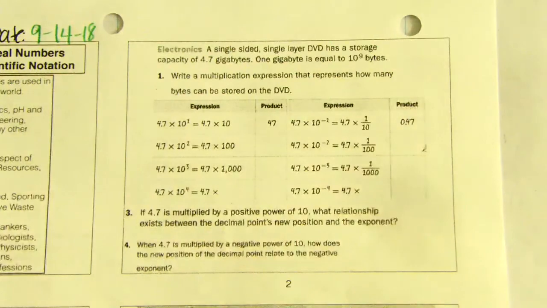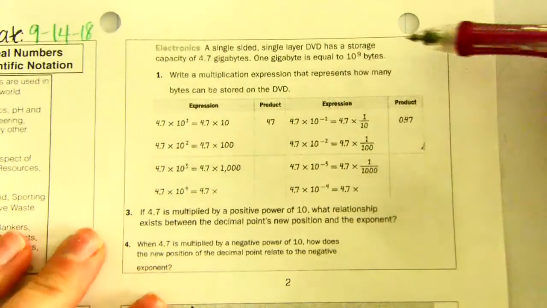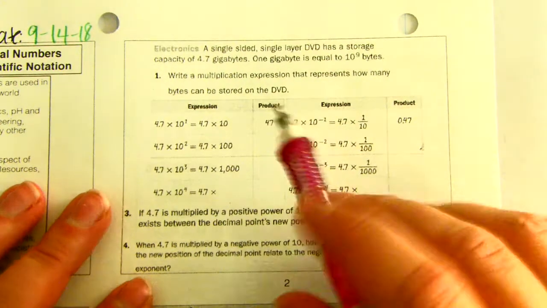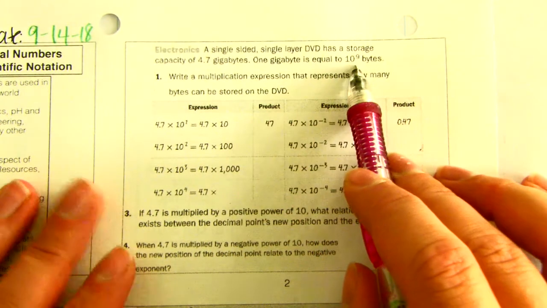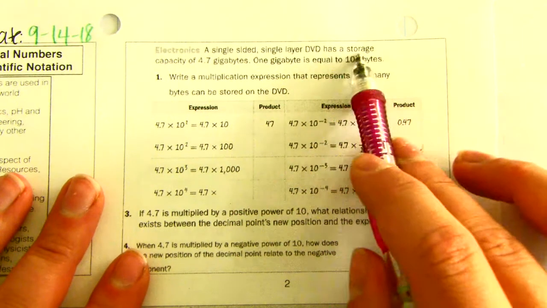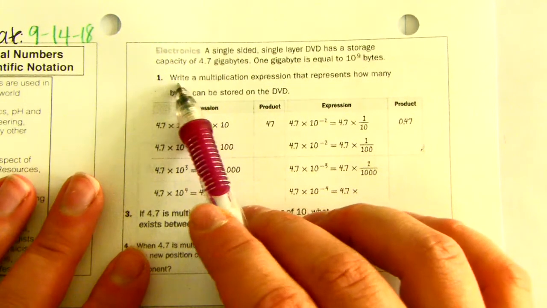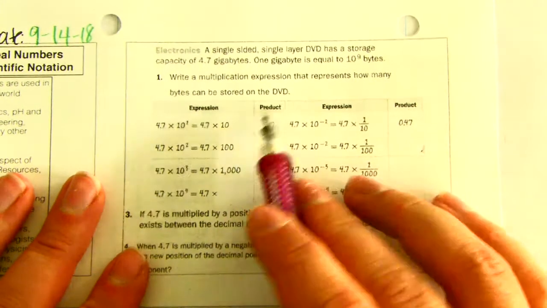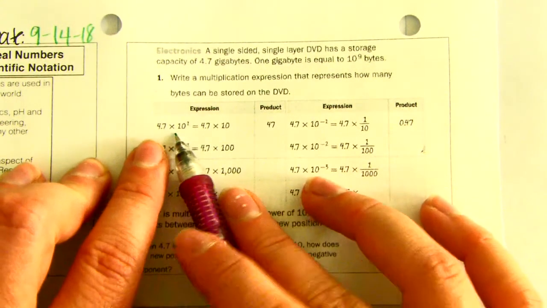Okay, on slide 2, they have some information for us. It's called a single-sided, single-layer DVD. It has a storage capacity of 4.7 gigabytes. 1 gigabyte is equal to 10 to the 9th bytes, so this is an exponent we've been working with. Write a multiplication expression that represents how many bytes can be stored on a DVD. So they're going to walk us through here.